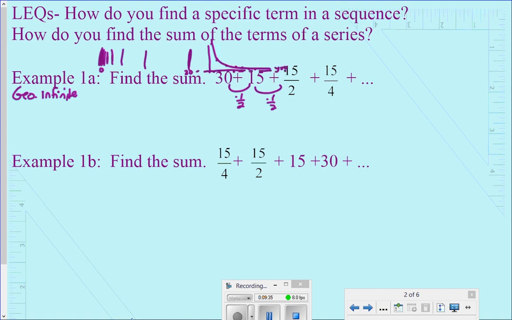Okay, so what does that mean in terms of this series? In other words, the sum. This was us graphing the sequence, the 30, the 15, the 15 halves, the 15/4. But if we look at the sum of that series, so the 30 plus the 15, so the 30 here, this point, plus the 15, plus the 15 halves, plus the 15 fourths, and I keep adding those. That's what we're trying to figure out here. That's what the question says, find the sum.